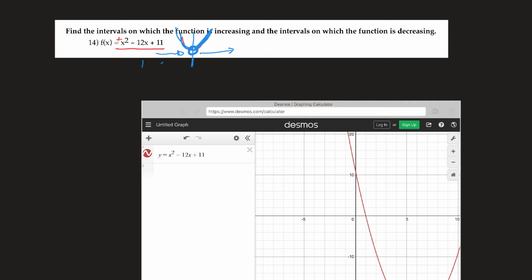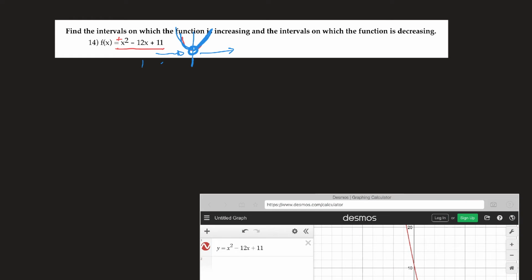So with this function, what I need to do is find the vertex. I can see it here. It's going to be right about there, 6 and something or other. But we can also find it using a number of different tools. Let's use the formula. To find the x-coordinate of the vertex, it's minus b over 2a. Here b is negative 12, and a is 1. So a minus 12 becomes a positive 12. 2 times 1 is 2. Divide those, it comes out to 6. And sure enough, that's what we saw in the graph to be 6.